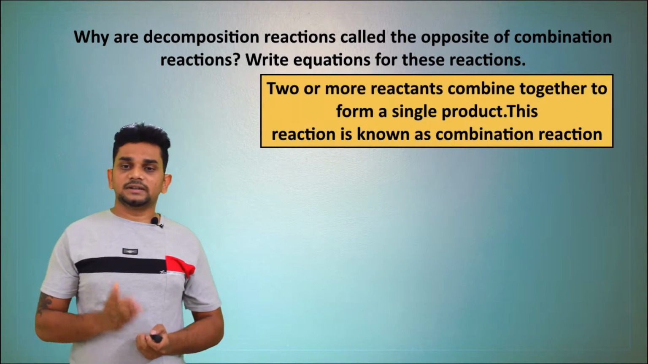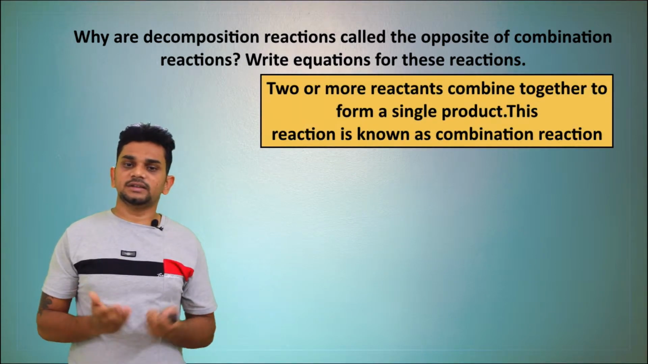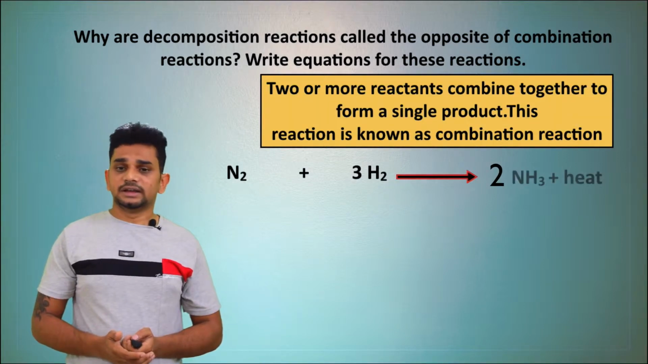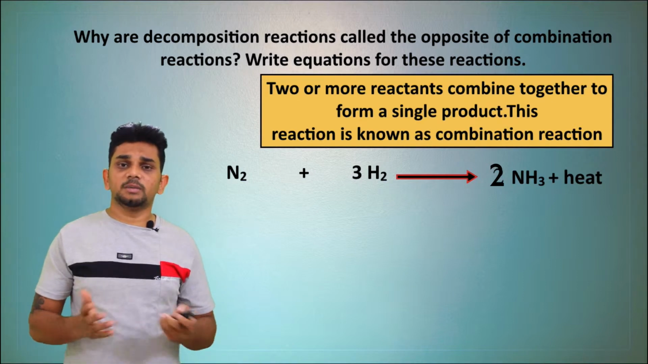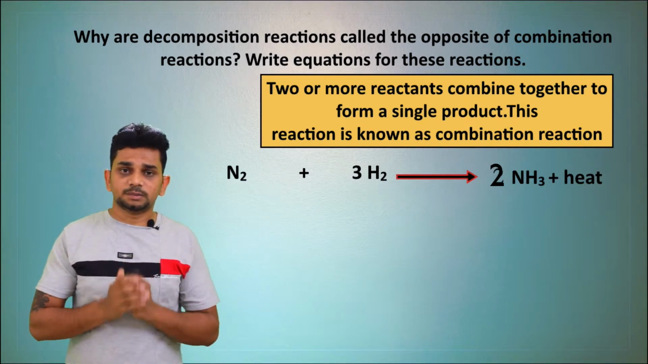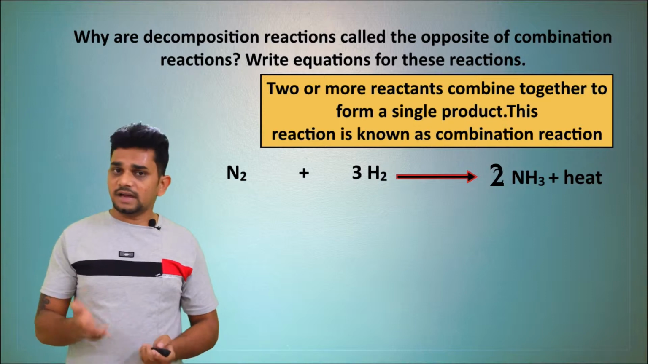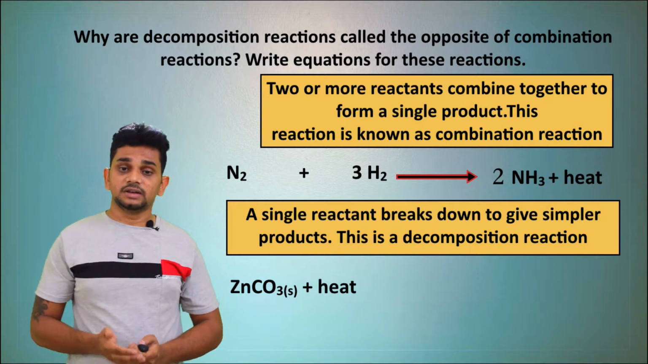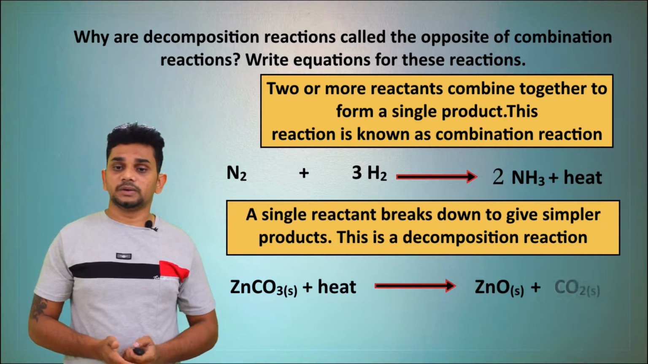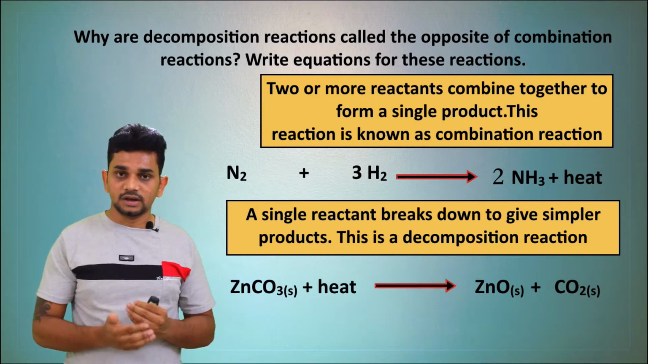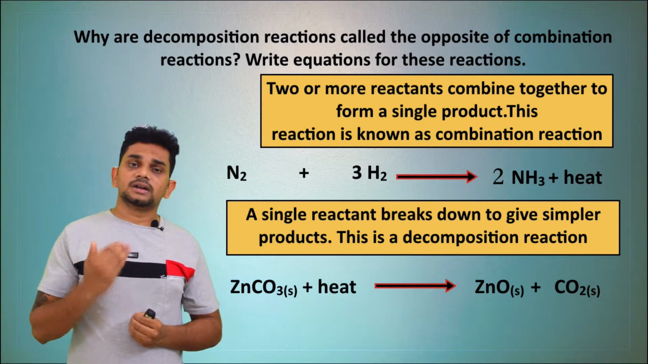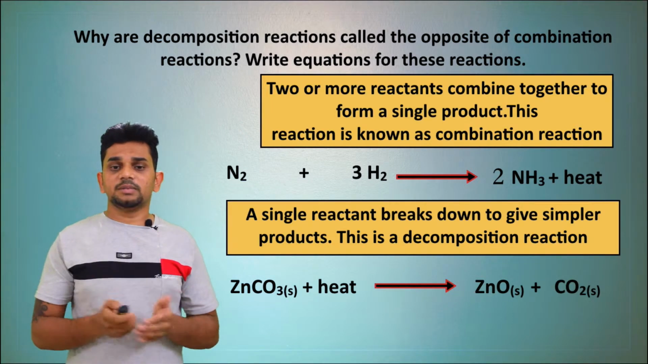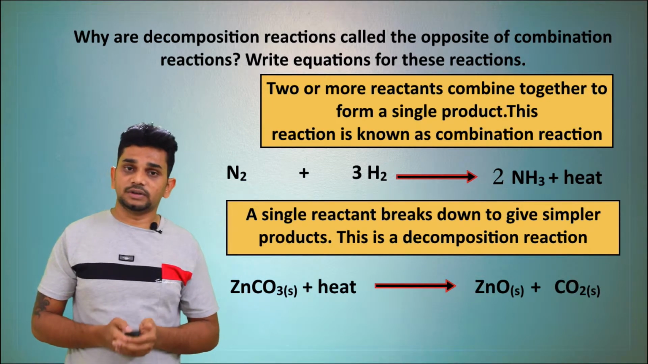We can define combination and decomposition reactions. When two or more reactants combine together to form a single product, the reaction is known as a combination reaction. Example: N2 plus 3H2 gives 2NH3 plus heat. In a decomposition reaction, a single reactant splits into two or three products. For example, ZnCO3 plus heat gives ZnO plus CO2. It is a decomposition reaction. With the help of heat, zinc carbonate splits into zinc oxide and carbon dioxide. A single reactant breaks down to give simpler products. This reaction is known as a decomposition reaction.